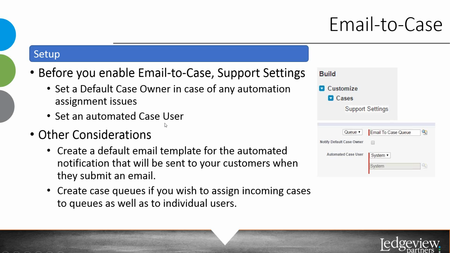The other one is the automated case user. That comes into play with historical records. If you're tracking field values or doing case escalation, this user will get stamped on there as the one who escalated it and things like that. So it's something to set up so you can track back and understand who's doing what in your system.